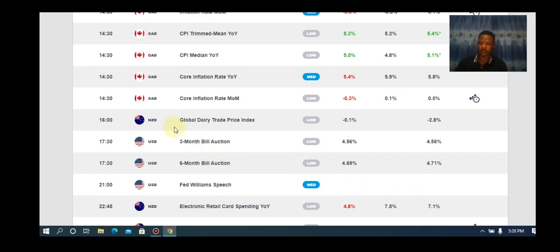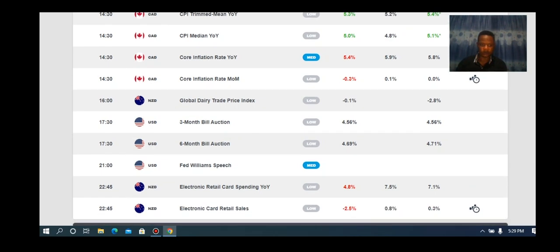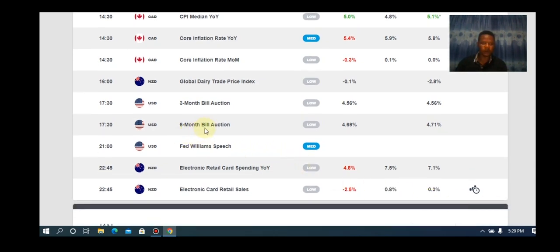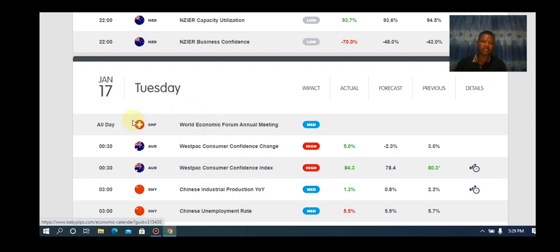New Zealand, global dairy trade price index. For US, 3 month bill auction, 6 month bill auction. These are Fed reports, central bank announcements. These are the reports for 17 January 2023. So every day has its own economic reports.